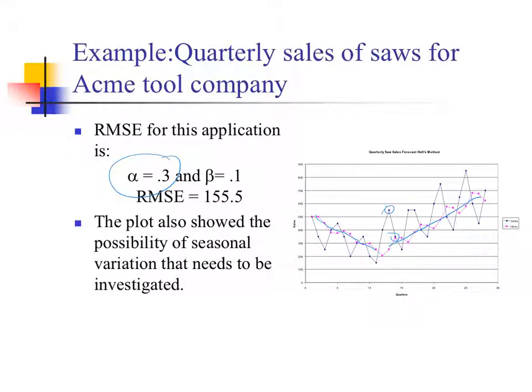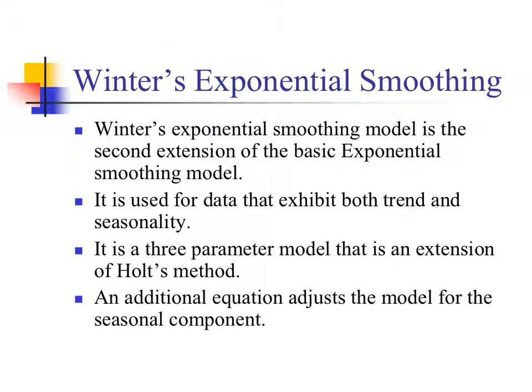So for this reason we need to find another method to forecast sales, which we are going to talk about, the last method, Winter's exponential smoothing. Winter's exponential smoothing model is the second extension of the basic simple exponential smoothing model. It's used for data that exhibit both trend and seasonality. And it's a 3-parameter model, not 2-parameter.